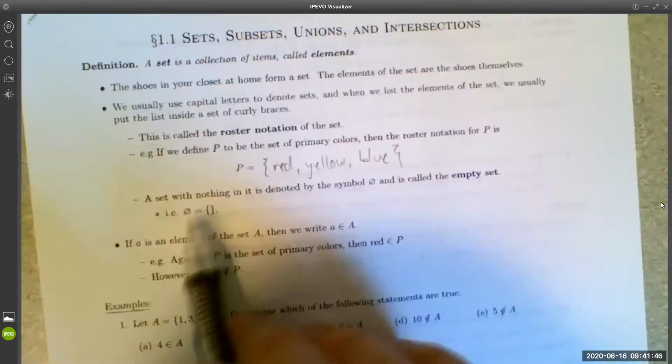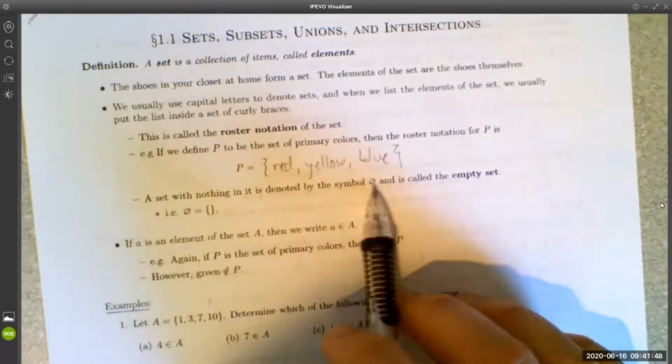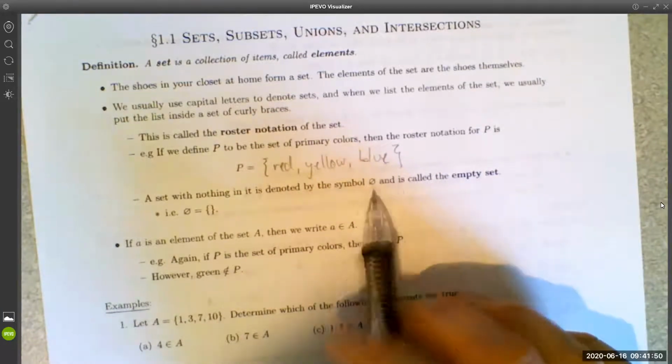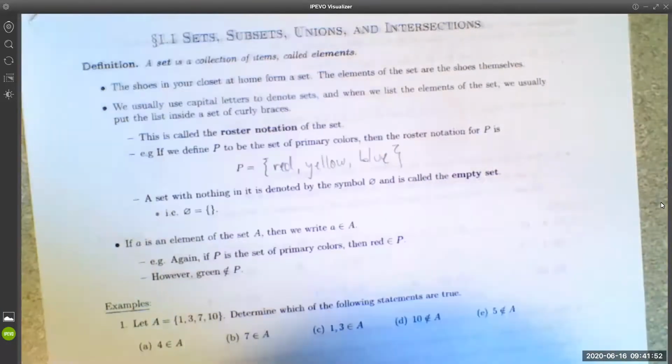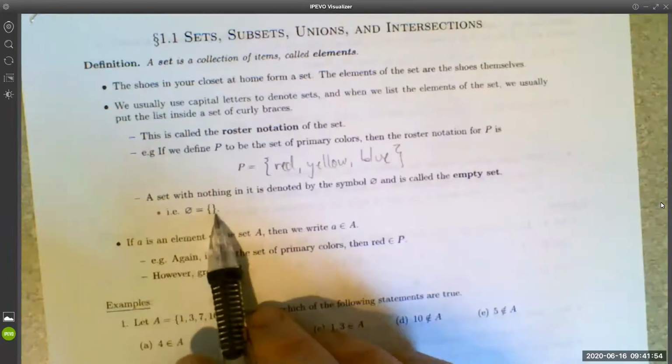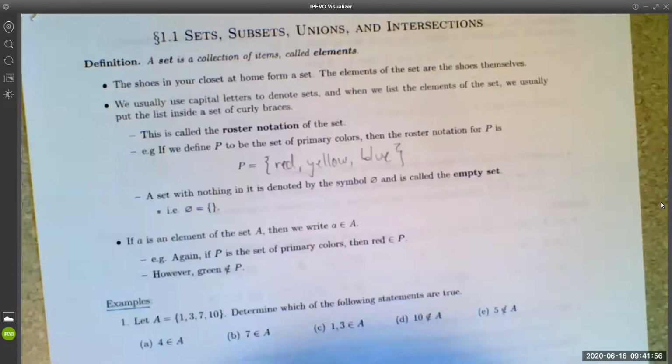A set with nothing in it is denoted by this symbol, a little circle with a slash through it, and that's called the empty set. So in other words, the empty set would just be this set with nothing inside.